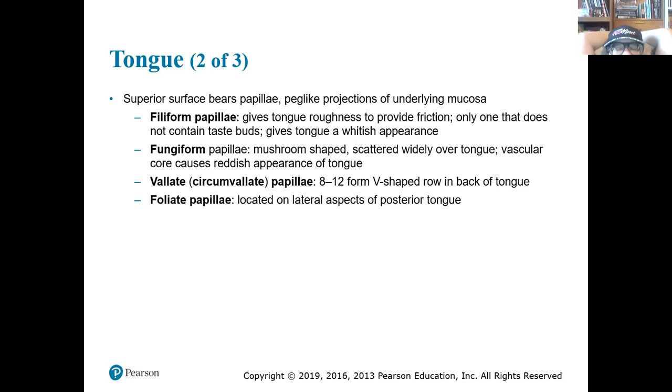Vallate or circumvallate. You only have a few, like 8 to 12, and they make a V-shaped row at the back of the tongue. But they're big. And then you have foliate, which are on the sides of the back of the tongue. And foliate, think of foliage, think of leaf.